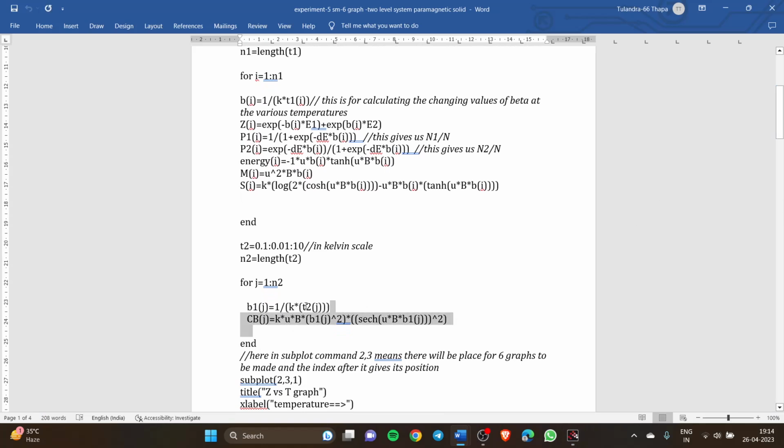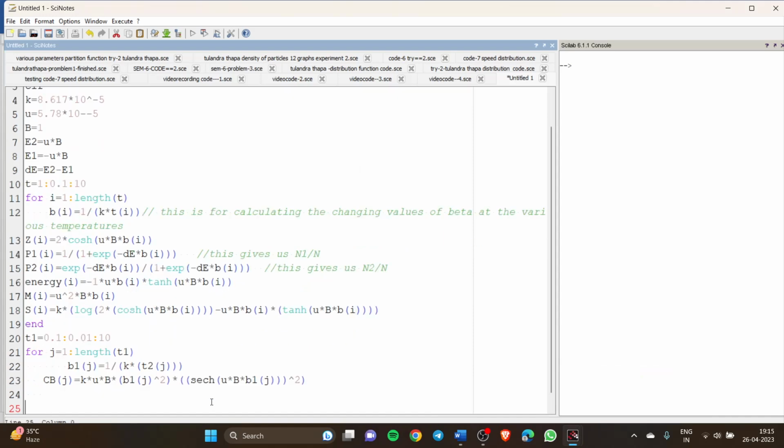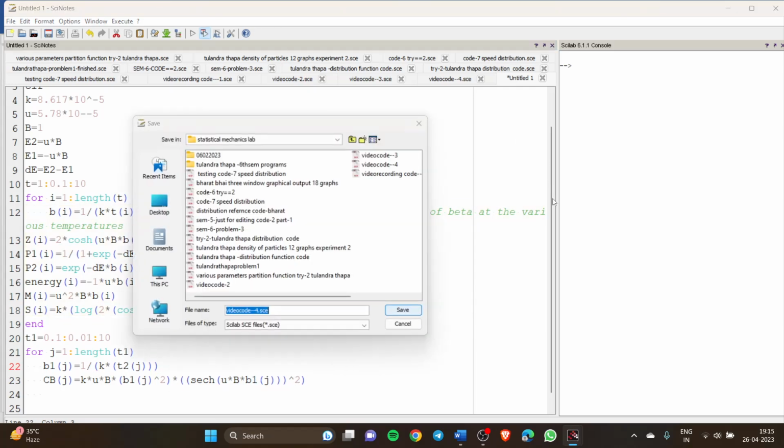CB, we have to again calculate B1, Control C, we have beta, and again we have to calculate beta for this, because the value of temperature is changing, so beta's value is changing. So we have taken B1J, CBJ is equal to K nu B, B1J into 2 sech nu B upon KT, the whole square. So this is the correct formula, and now we will run it.